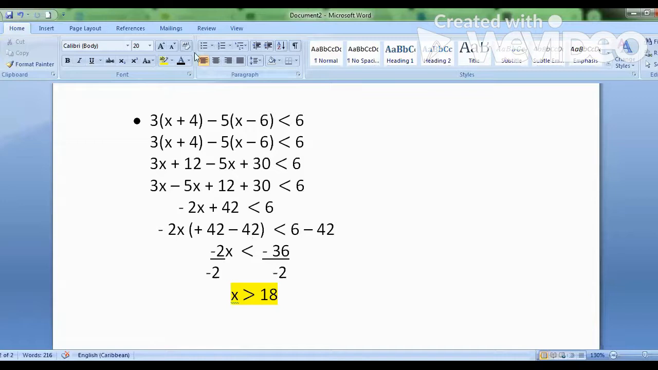All right, so what we're going to look at next is how to solve simultaneous equations.